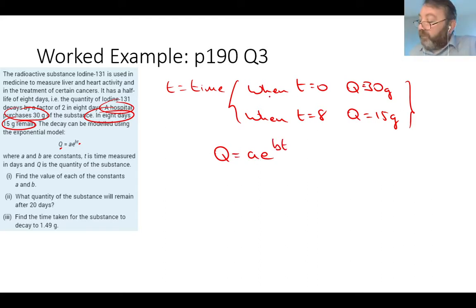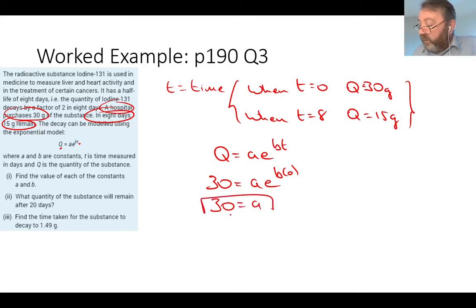So let's do the first one. When T is equal to 0, okay, so let's come down here. Q is equal to 30. So take these 2 together into this equation. 30 equals A e to the B times 0, because when T is 0, Q is 30. At the start, we bought 30 grams. So the quantity is 30 at the beginning. See that? B times 0 is 0. Any base to the power of 0 is 1. And 1 times A is A. So straight away, I've discovered A. How do I discover B?